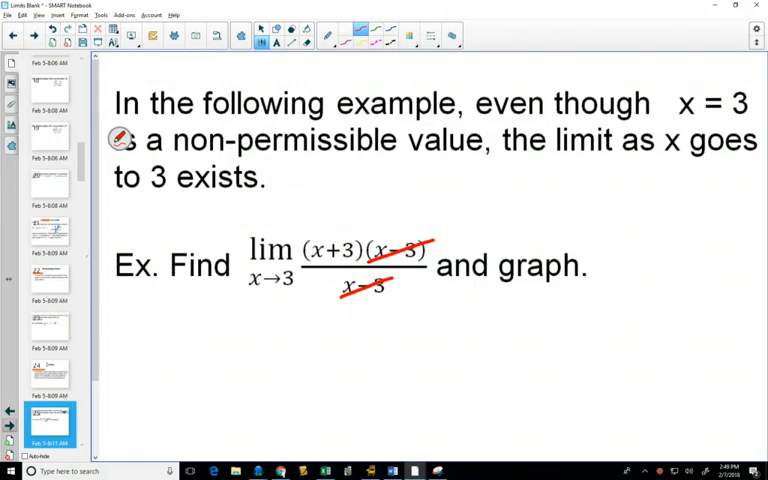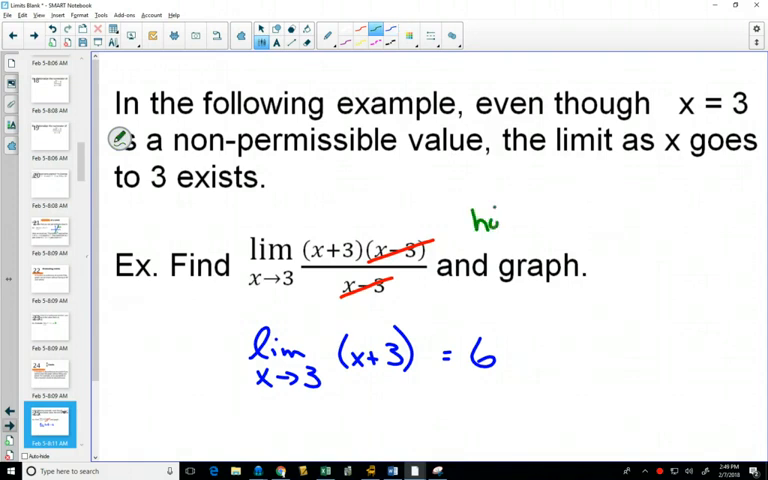And after we simplify this, this equation would just become the limit as x goes to 3 of x plus 3. Well, can you plug in 3 now? Yes. It would equal 6. And that is connected to, on this graph, would have a hole at 3, 6.